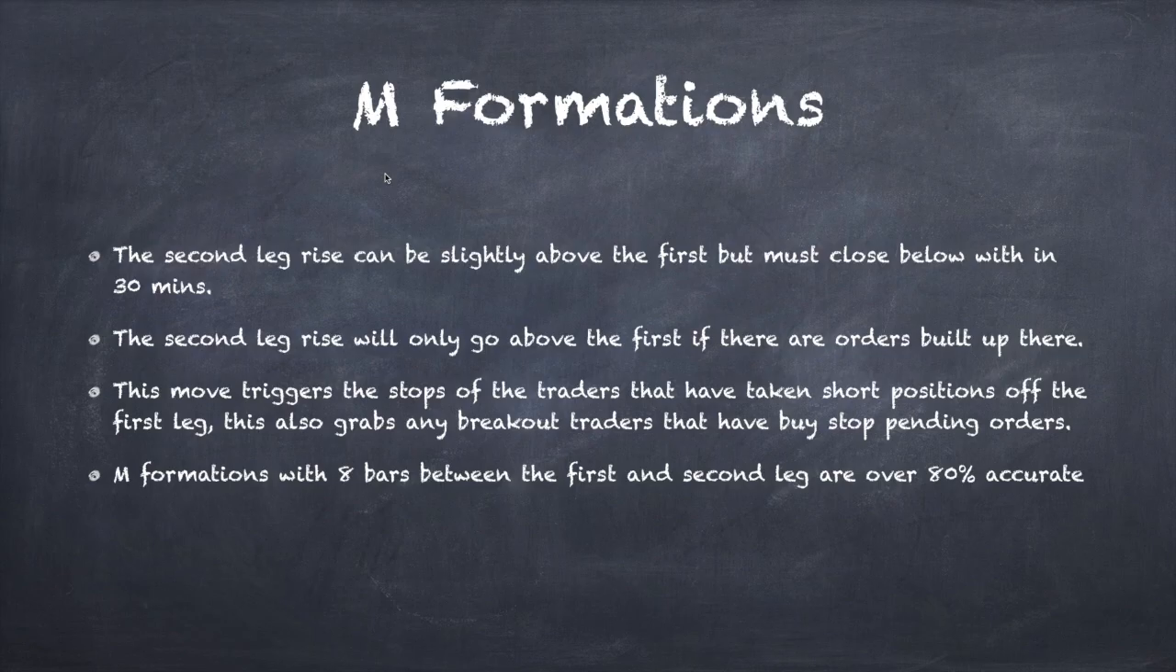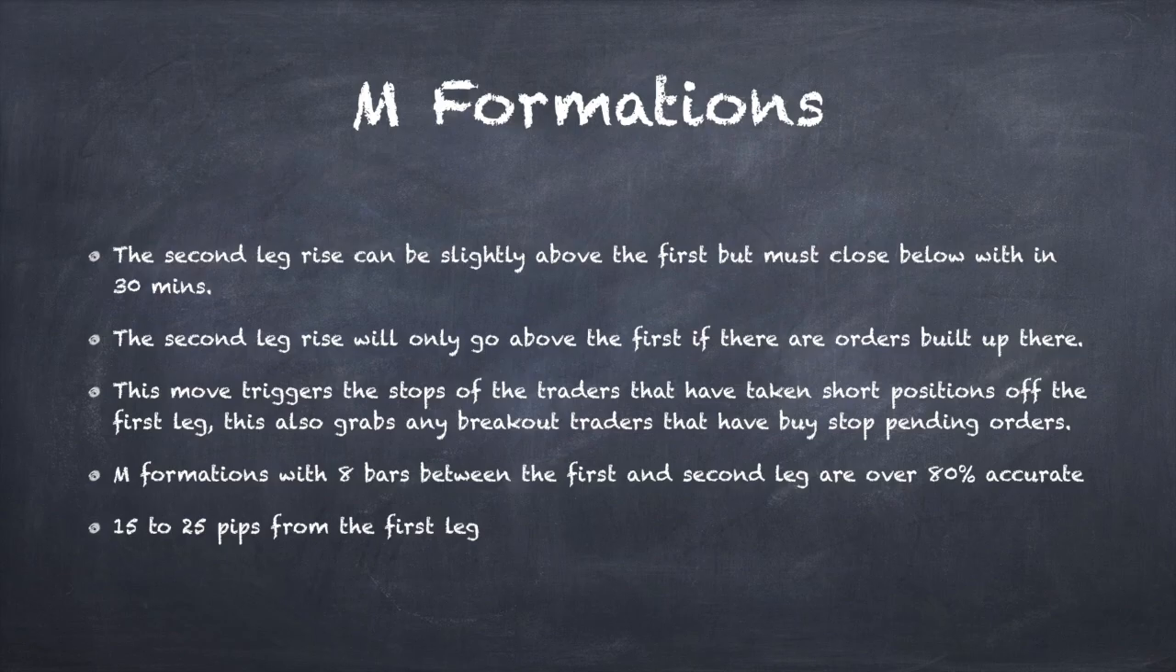That's pretty freaking cool. 8 bars, guys. 8 bars between first and second leg. I'm going to show you some examples. All right, and then finally, 15 to 25 pips from the first leg.